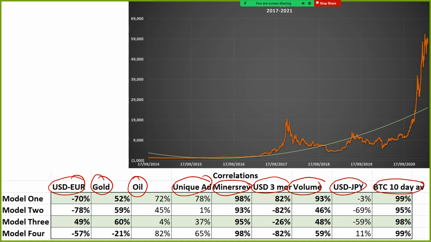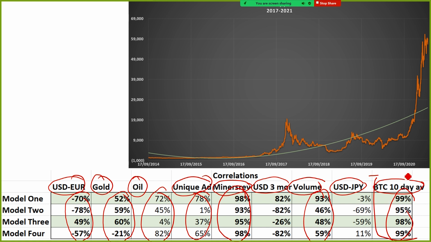And then when we calculate these correlations, we could see that miners revenue is consistent. Even volume is consistent as far as sign is concerned. But if I look at USD Euro, it was minus 70, 78, 49, 57. If I look at gold, for example, 52, 59, 60. If I look at oil, sign-wise it is consistent. If I look at unique addresses, sign-wise it is consistent. And then there's obviously this. This I don't want to use. This is something that I want to look at later.